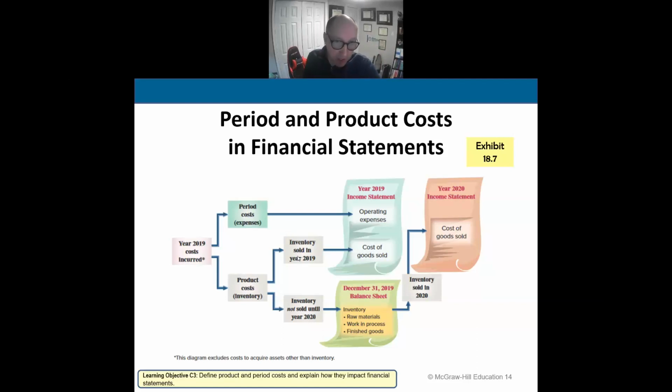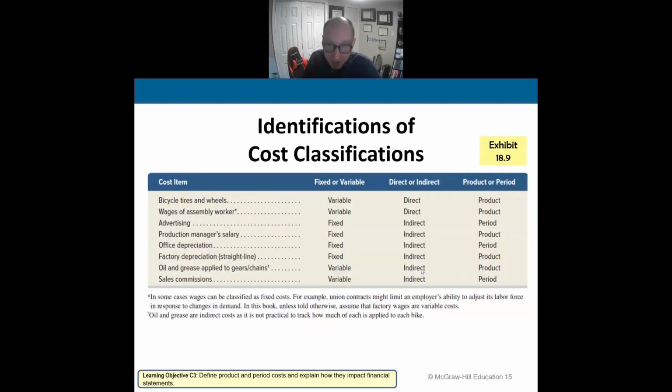So the point here is that on the income statement, you have your period costs and your cost of goods sold after you've sold some of your inventory. On your balance sheet, you're going to have inventory, which includes raw materials, work in process, and finished goods. And as you know, inventory is a current asset account. Later, after we sell something, it becomes cost of goods sold. You guys know that. That's the impact on the financial statements.